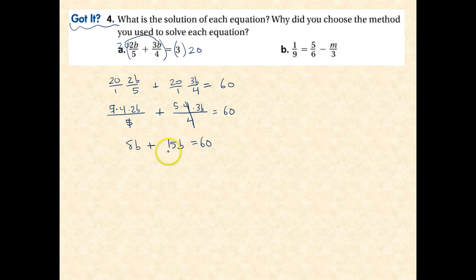Now I can combine like terms. 8 plus 15 is 23b. And I'm going to divide both sides by 23. And b equals 60 over 23.